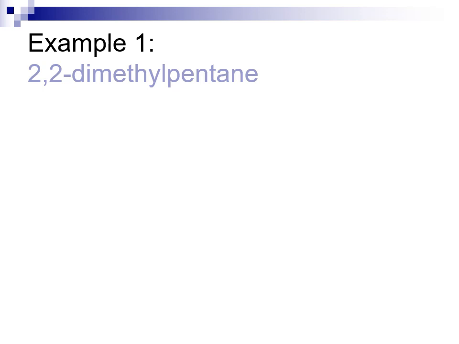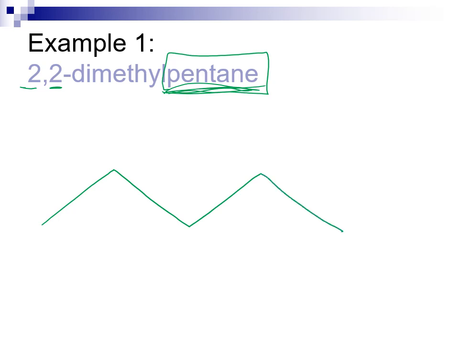These numbers tell us where the branches are. So this is going to be the parent at the end here. When you're drawing these, you want to look at the name and find the parent first and say, okay, I'm dealing with pentane, and then there's this other stuff on pentane. So you'd want to start by drawing a line diagram for pentane, so 5 carbons.